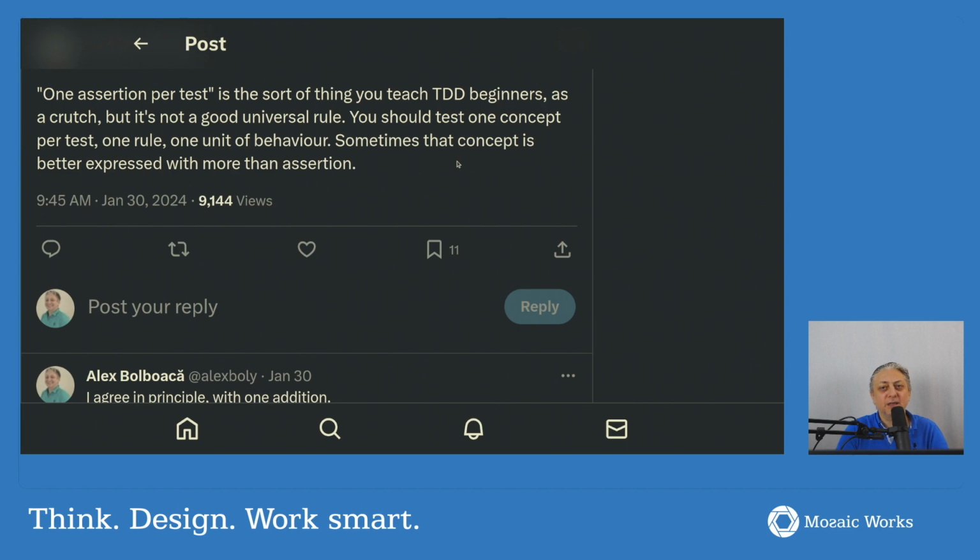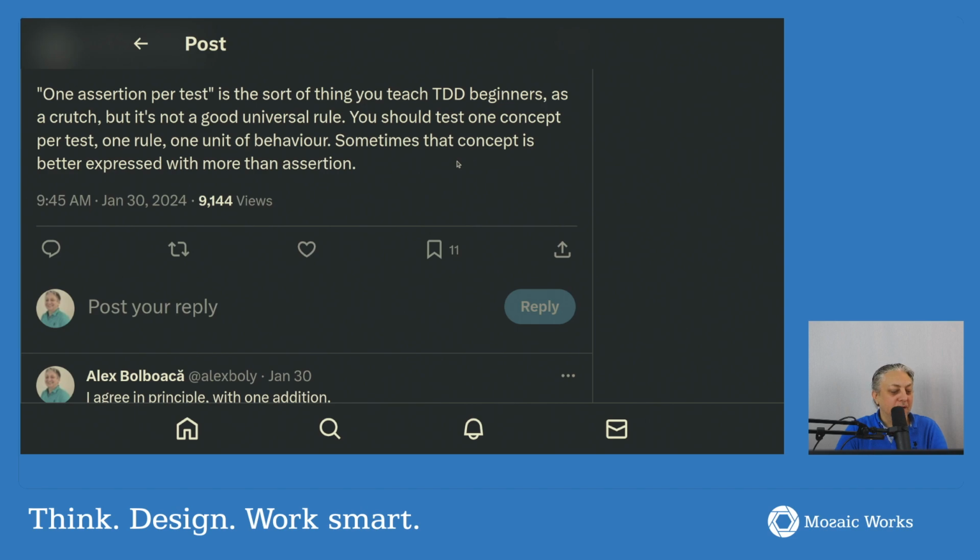I think that one assertion per test is a good rule in general, because if you have one assertion per test, it's more likely that you are testing a single concept or a single rule or a single unit of behavior, right?